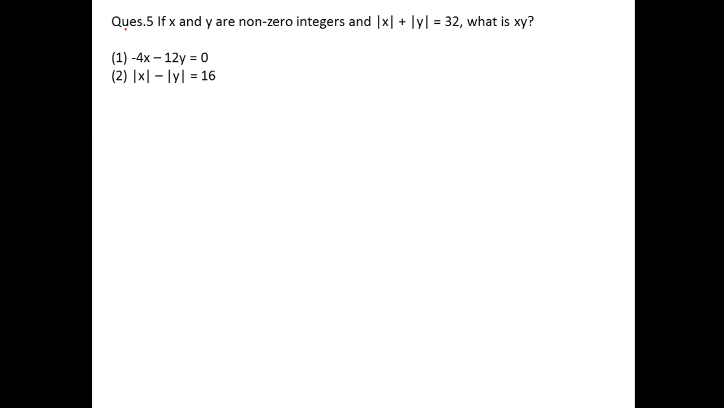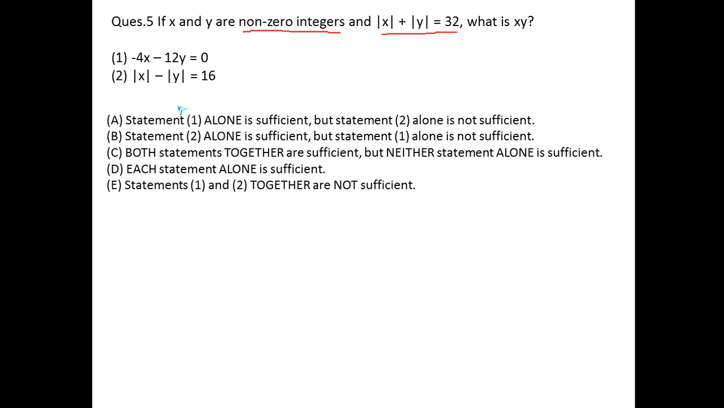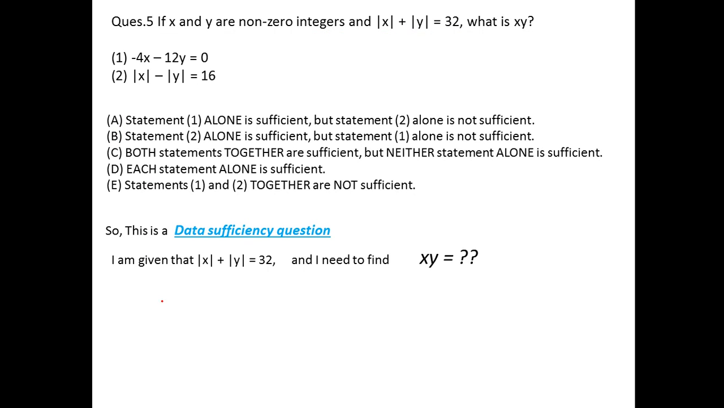Now let us move to the final question, that is question number 5. It says if x and y are non-zero integers, right? And |x| plus |y| is equal to 32. What is xy? I'm given two option statements. One, minus 4x minus 12y is equal to 0. And second, |x| minus |y| is equal to 16. So this is a data sufficiency question. The same options in the same order. Now see what I am given. |x| plus |y| is equal to 32. I need to find xy is equal to what?